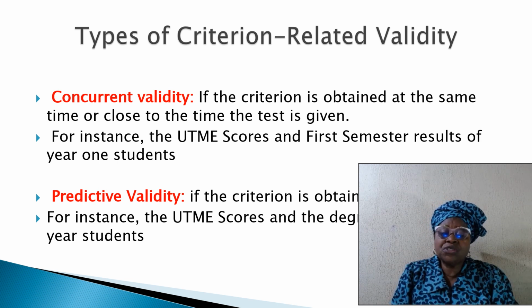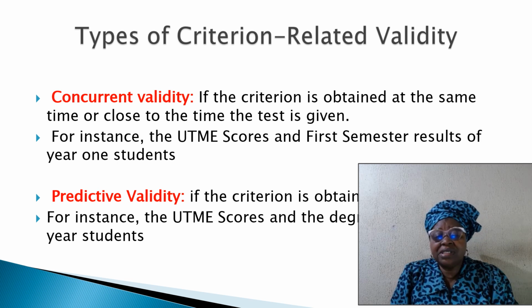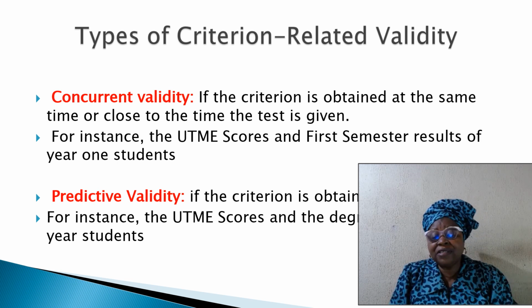We have concurrent validity. If the criterion is obtained at the same time or close to the time the test is given, we say it is concurrent. Then we have predictive validity. If the criterion is obtained at a later date, we call it predictive validity. So whether it is concurrent or predictive, we talk of a criterion that you are going to correlate with the scores from your instrument.